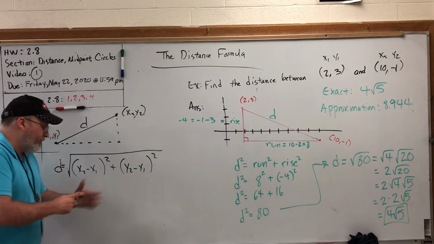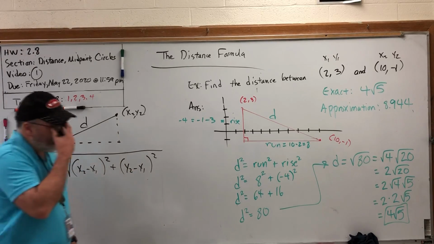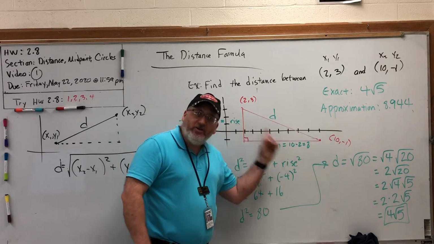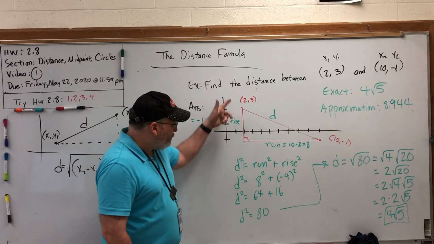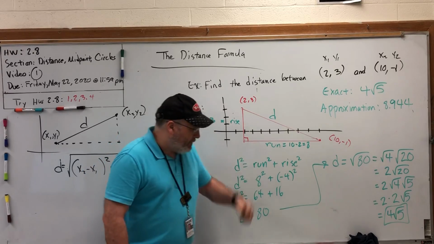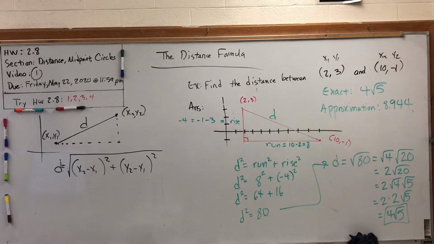You can use this formula, which is just the Pythagorean Theorem in disguise, or you can draw the picture and reinvent what happened here. Draw the triangle, measure the run and the rise, set up the Pythagorean Theorem, and then square it at the end. Both will give you the same results. The distance formula is more efficient, otherwise you're reinventing the process every single time.